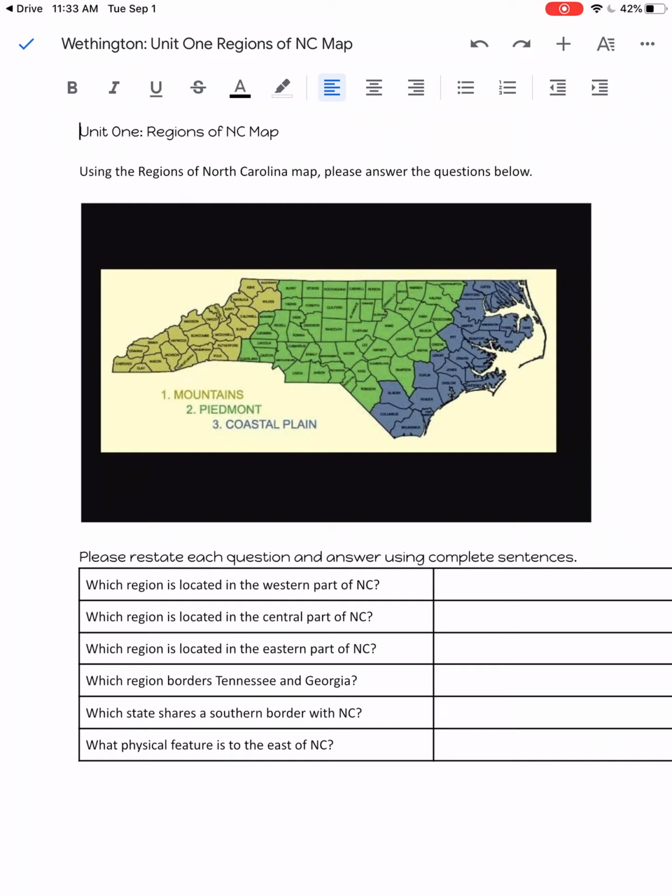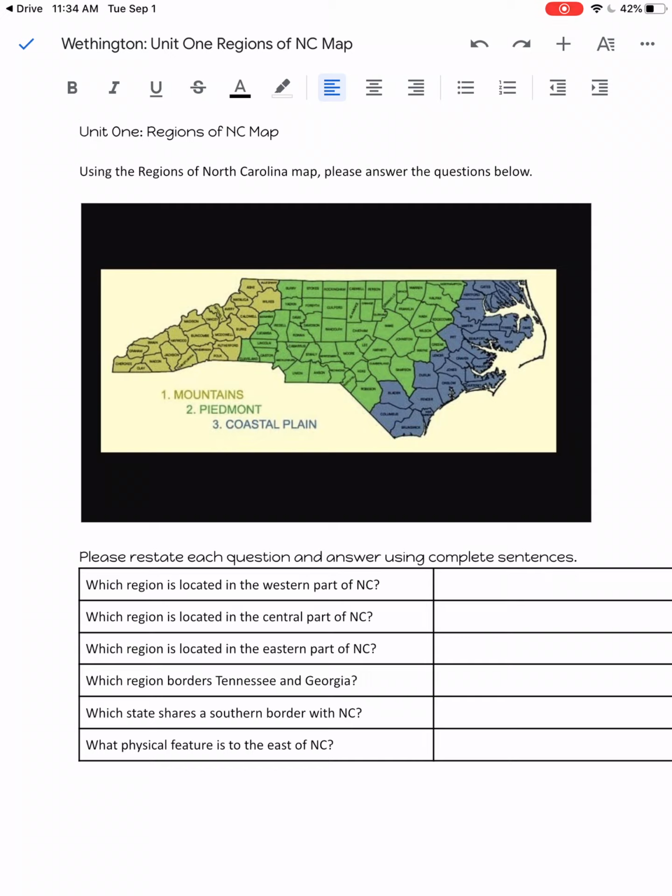What physical feature is to the east of North Carolina? If you remember me talking about Tidewater and it being attached to the ocean, that would mean the Atlantic Ocean is the physical feature that is to the east of North Carolina. As we go over the individual regions and their respective sub-regions, we'll talk more about what each region has to offer. But as far as looking at a map and finding the 3 main regions of North Carolina, that's what you need to know for this assignment.